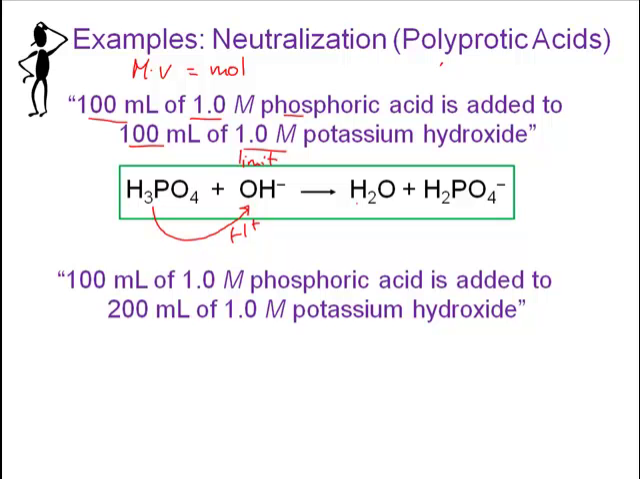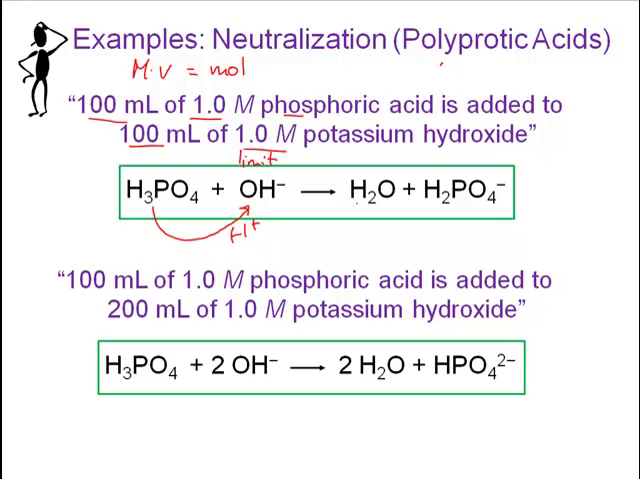So let's look at this one here. Now, what do you notice very quickly about these two? Okay, you got two of these for every one of those. So what do you think is going to happen? It's going to go two hydroxides here. Two hydroxides. And if you got two hydroxides, that's going to give you two waters and one hydrogen phosphate.